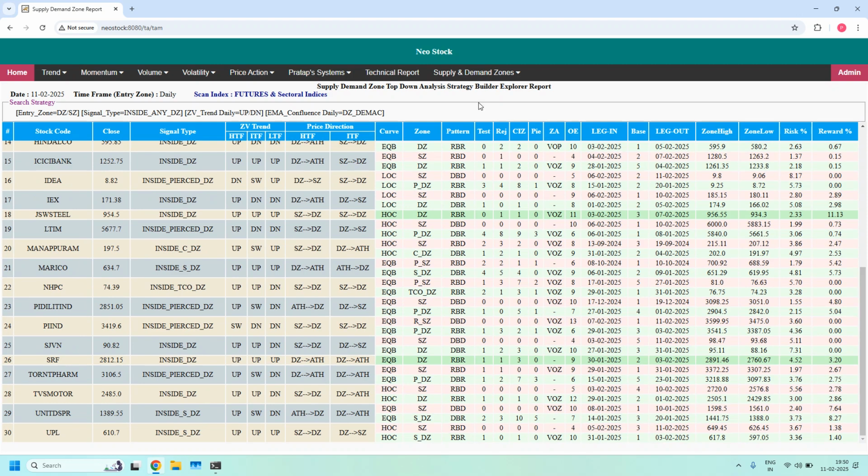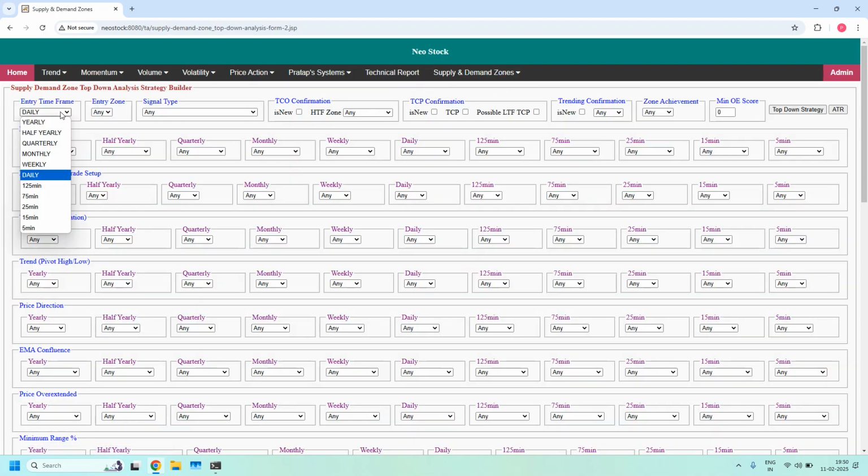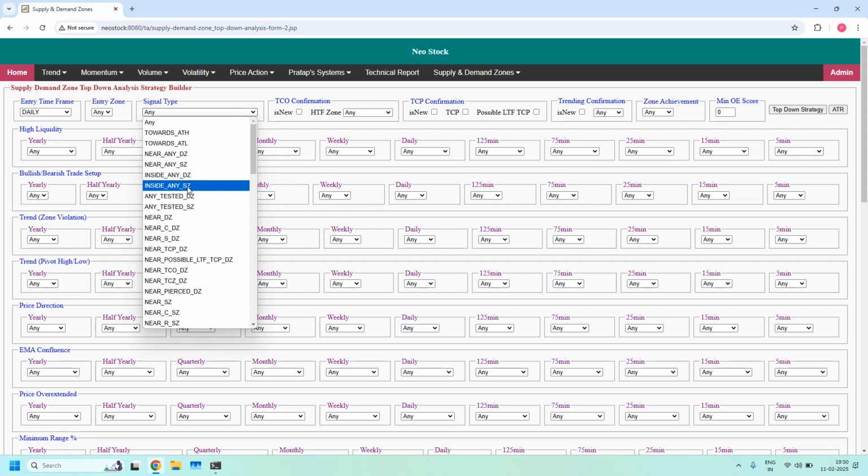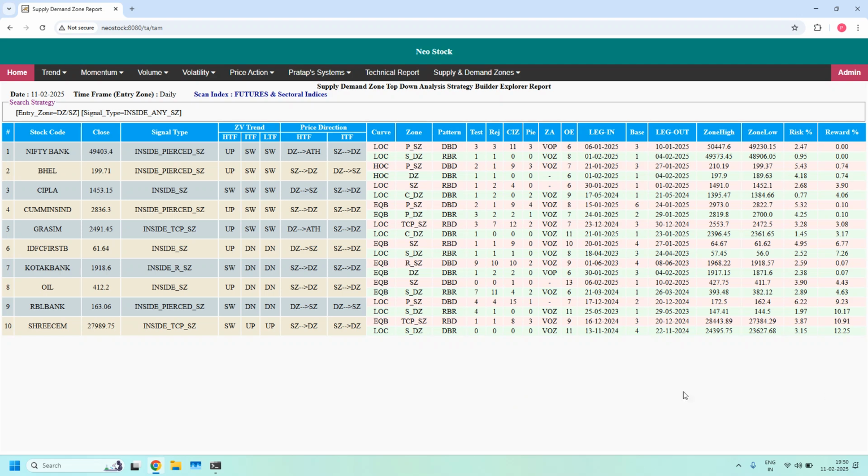Okay, similarly on the daily time frame, price closed inside the daily supply zone, we got 10 stocks. Nifty Bank is closed inside pierced supply zone, which is already pierced 3 times. Maybe you can use pierced zone strategy for this Nifty, Bank Nifty. Okay. Out of these 10, how many daily supply zones are having daily EMA Confluence?